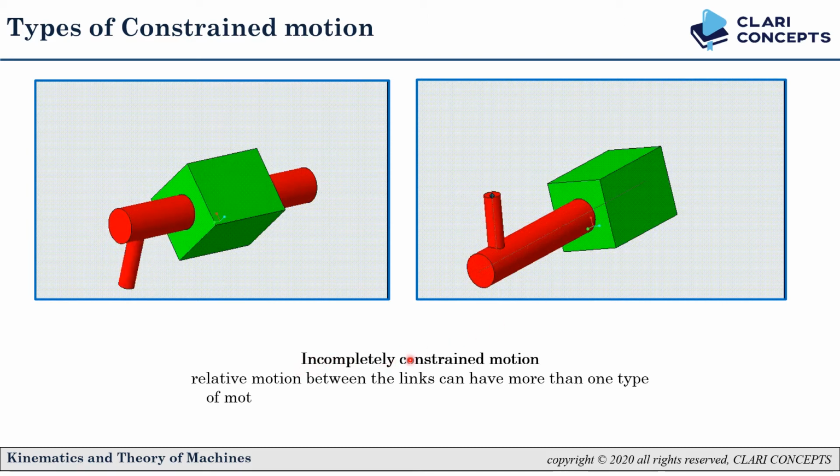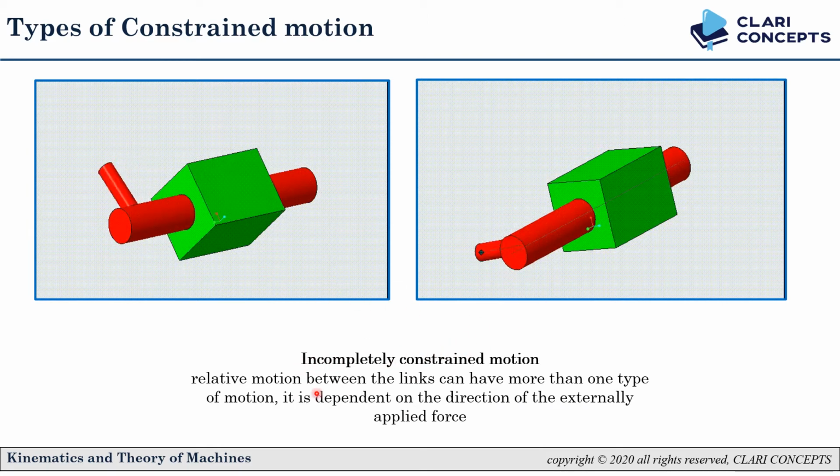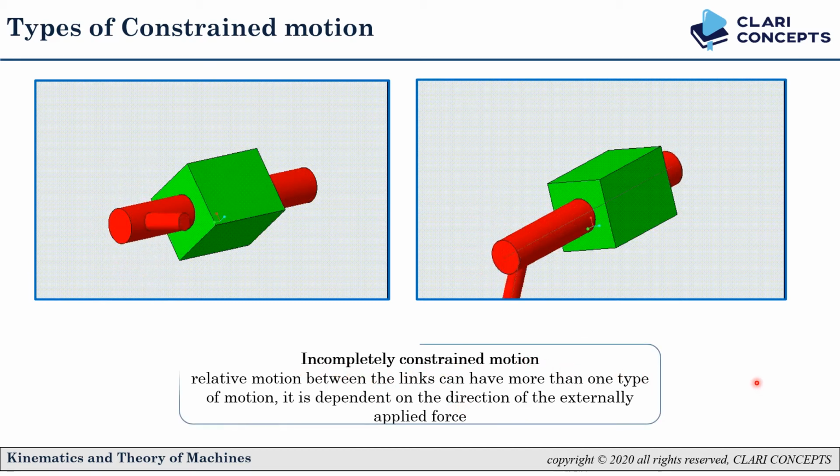So we are going to define this as incompletely constrained motion. We'll see the definition. Relative motion between the links can have more than one type of motion. So you can see more than one type of motion here. One is rotating, the other is sliding. And it is dependent on the direction of externally applied force. Dependent means if you try to rotate, it is going to rotate. If you try to slide, it is going to slide. That means it is dependent on the direction. Therefore, we will call it incompletely constrained motion.